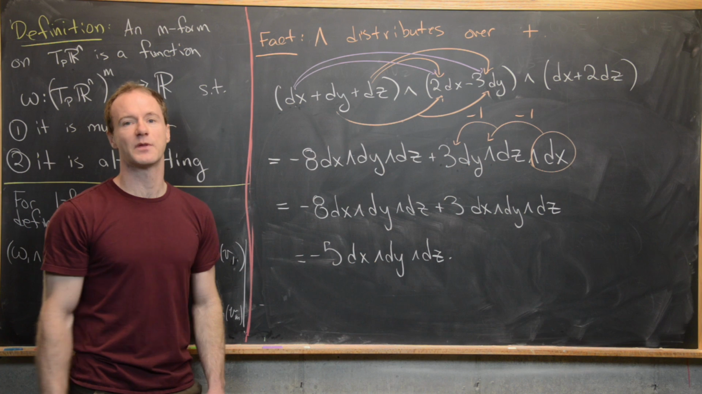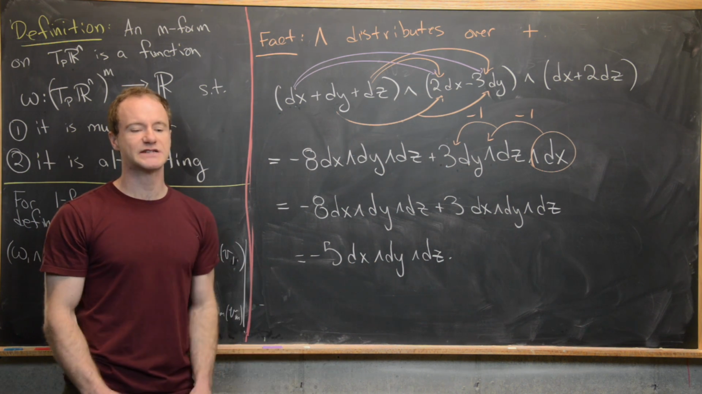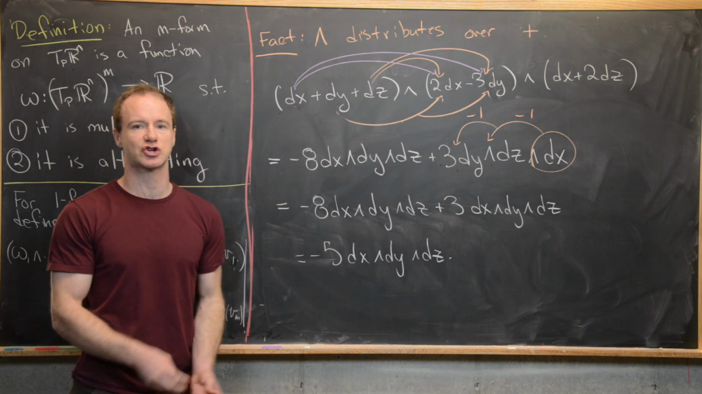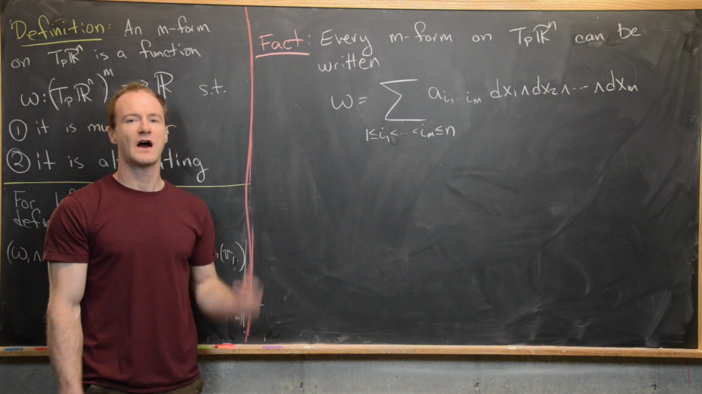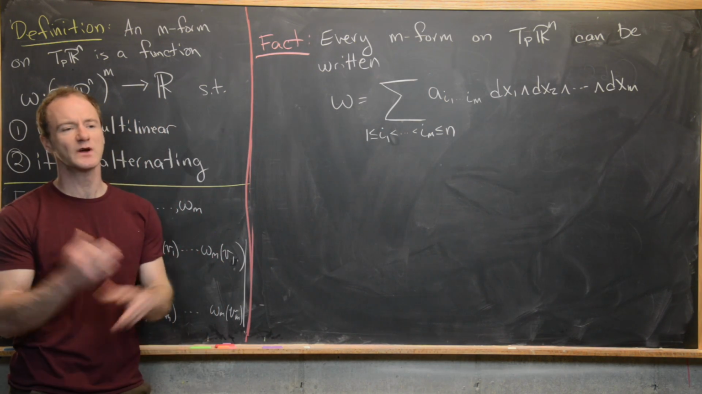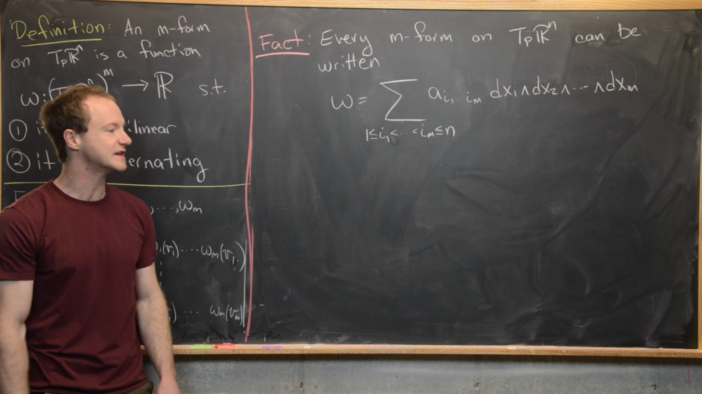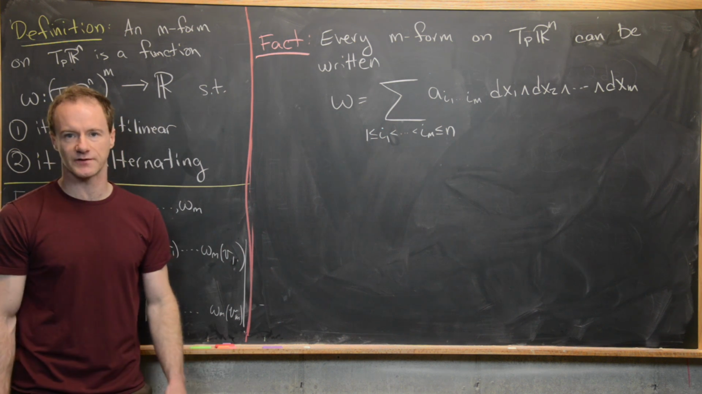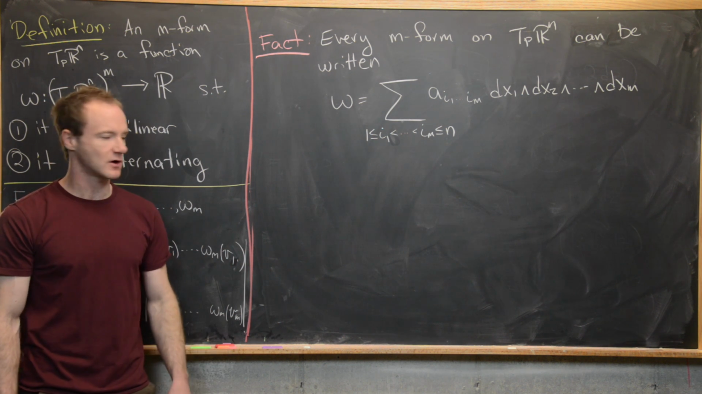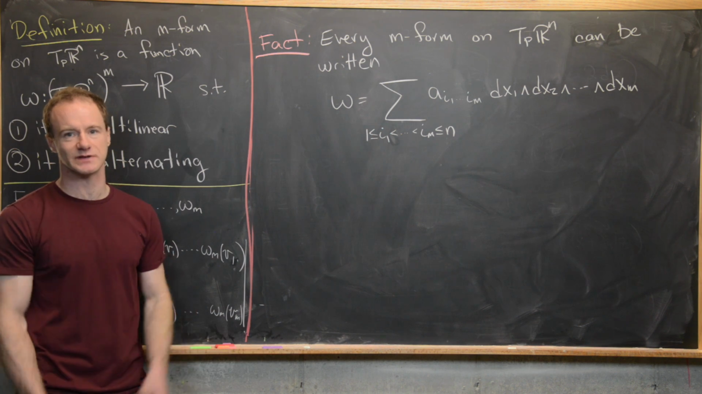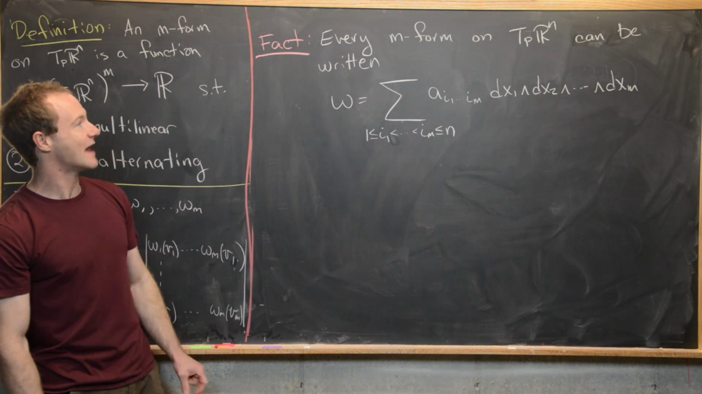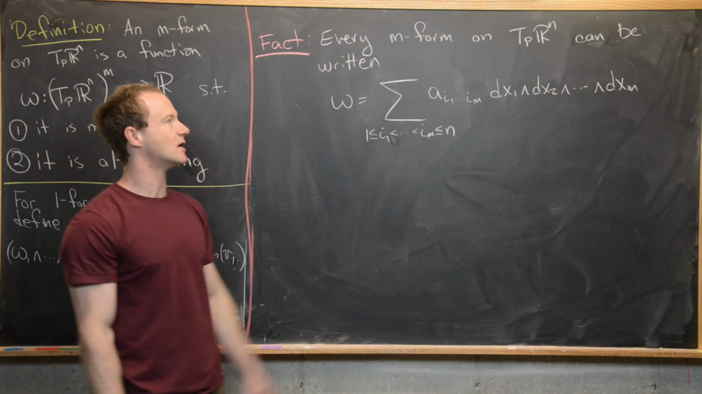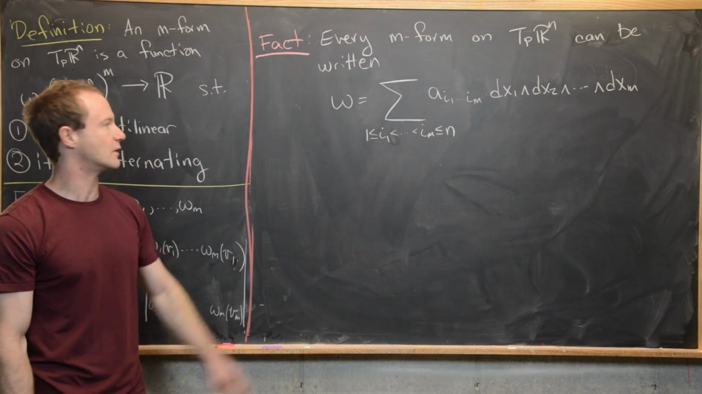Okay, so I'll clean up the board and then we'll look at a nice result which tells us the structure of M forms. Now I want to present this fact, which is really similar to something we proved in a previous video, but we won't prove this carefully. It's not that it's more difficult, it just gets kind of unreasonably technical. And that is that every M form on TPRN can be written in the following way.